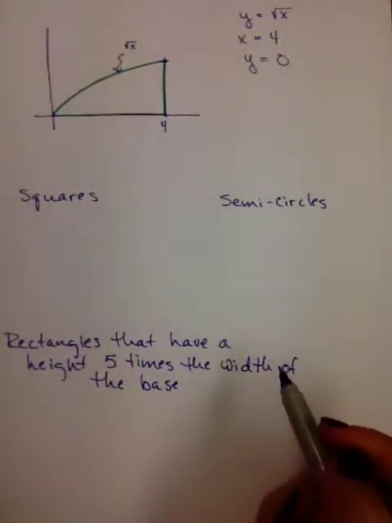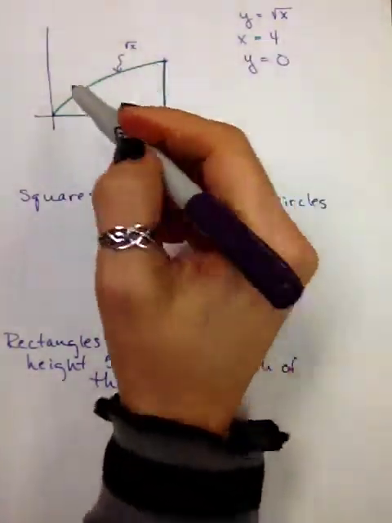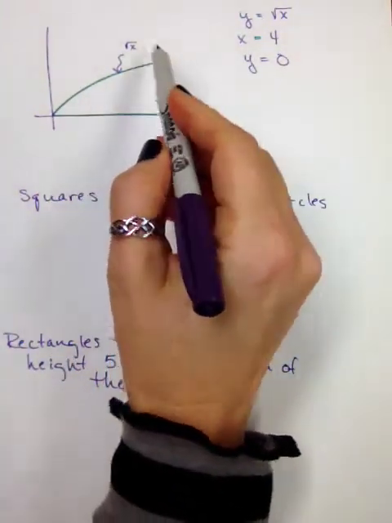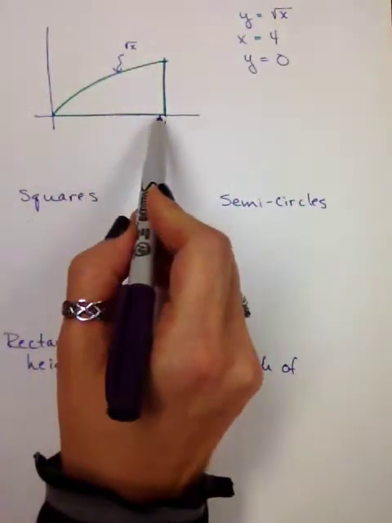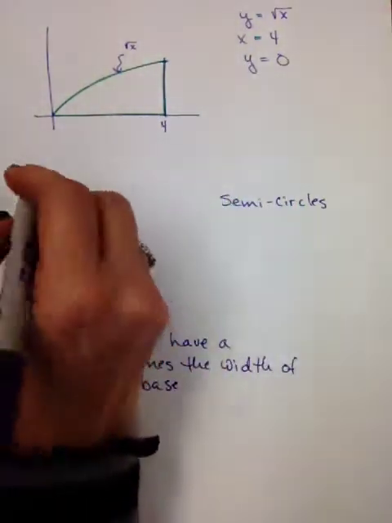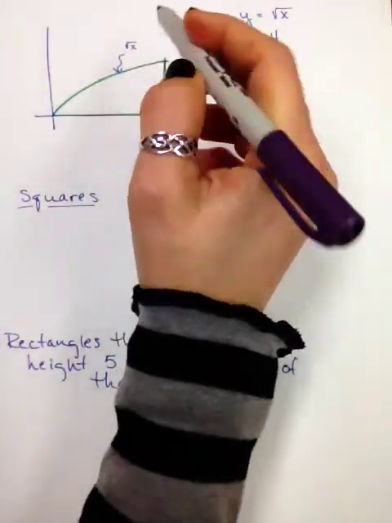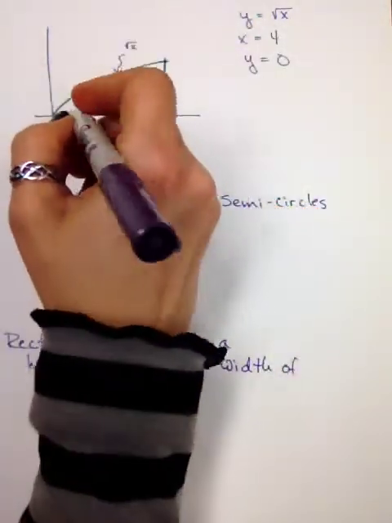For this video, we're finding solids where the base of the solid is the area bound by y equals the square root of x, x equals 4, and y equals 0. The first one we're going to do is the solid is going to have cross sections that are squares, and they're going to be perpendicular to the x-axis.